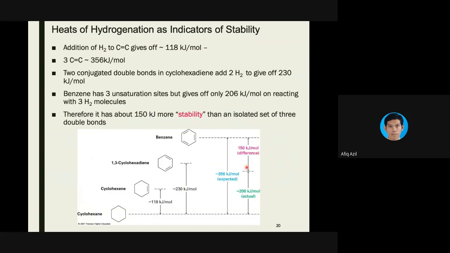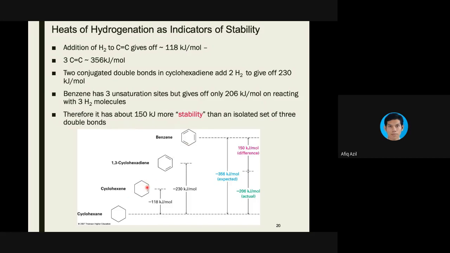Okay, there is a difference of 150. In fact, it is lower than the one with 2 double bonds. So therefore it has about 150 kilojoules more stability than an isolated set of 3 double bonds. So this is the result of the structures of benzene itself. Okay, here you have all of these containing resonance.